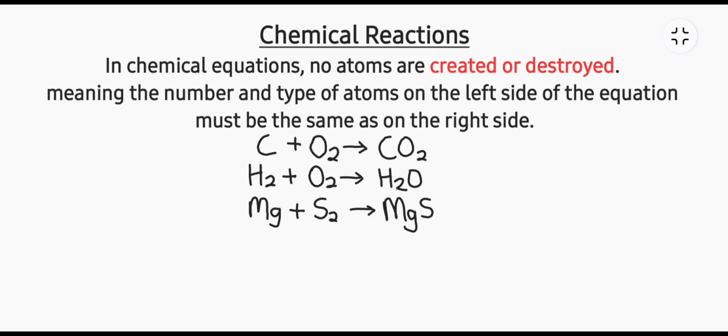In that way, by understanding that first part, you can now balance the equations they gave you, because balancing equations requires you to know that atoms are not created or destroyed. Feel free to rewind and fast forward.